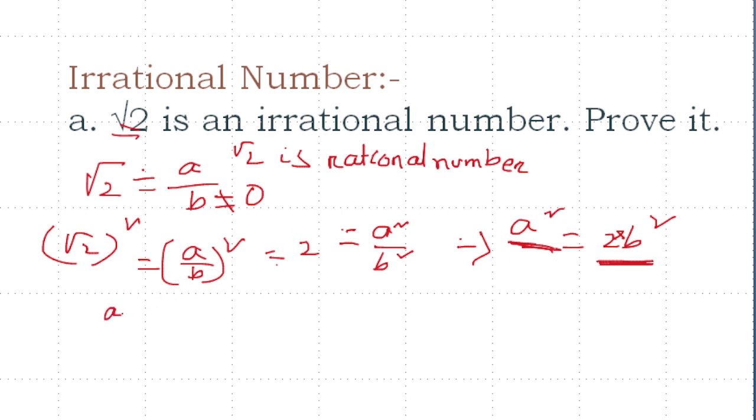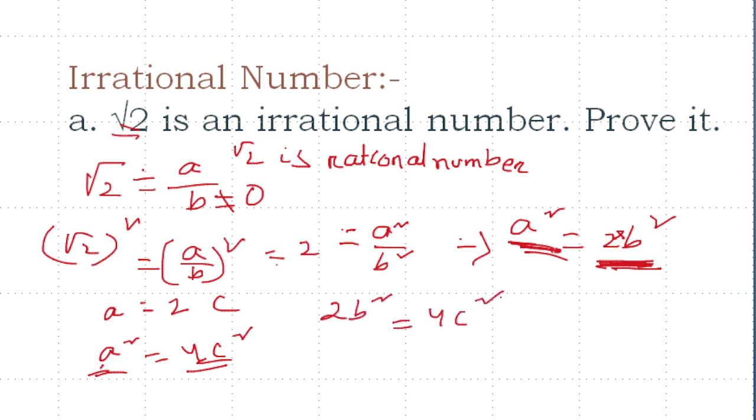Now take a equals 2c. In place of b square we took c. Okay, now a square will become 4c square. Now a square equals 2b square, a square equals 4c square, means without any doubt 2b square equals 4c square, because from equation 1 and equation 2.